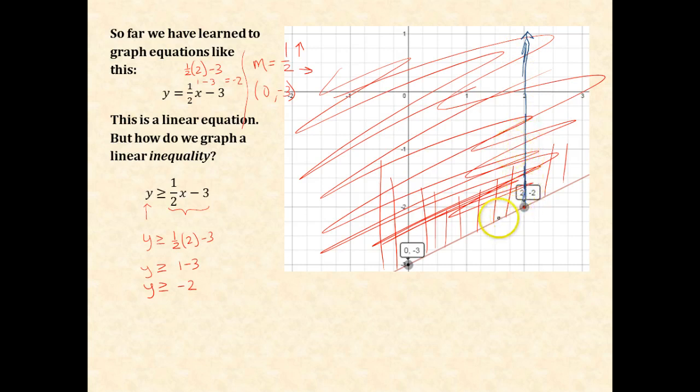So for every x value, that's what's going to happen. If we plug in 0, we're going to get y is greater than or equal to -3. So we're going to have all these points that have the x value of 0 and a y value that's greater than or equal to -3. And that works for every single point on this line. So every point above this line and on this line is a solution to this inequality.